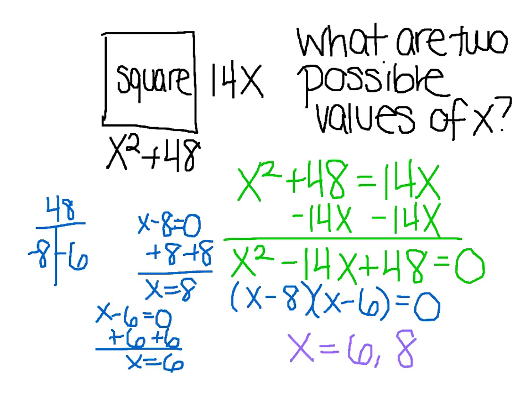And you can plug those back in. So 6 squared is 36, and 36 plus 48 is 84. Well, 14 times 6 is also 84. You'll see the same thing happen with 8. So my recommendation is just to get comfortable with this by practicing, but hopefully this covers everything you need to know about solving equations by factoring polynomials.